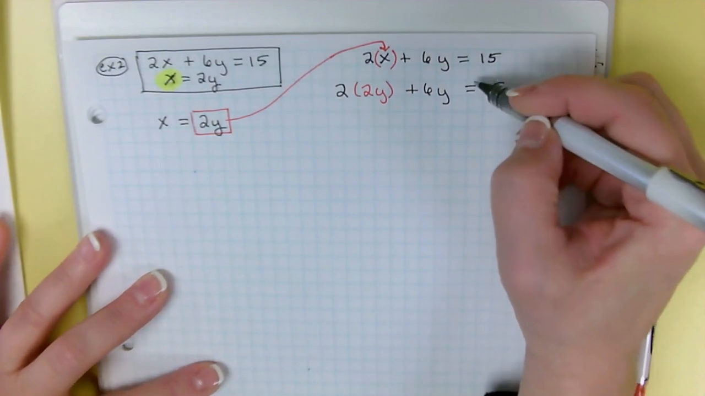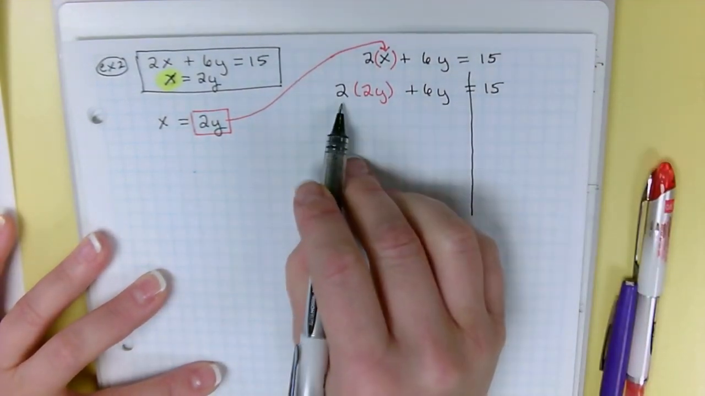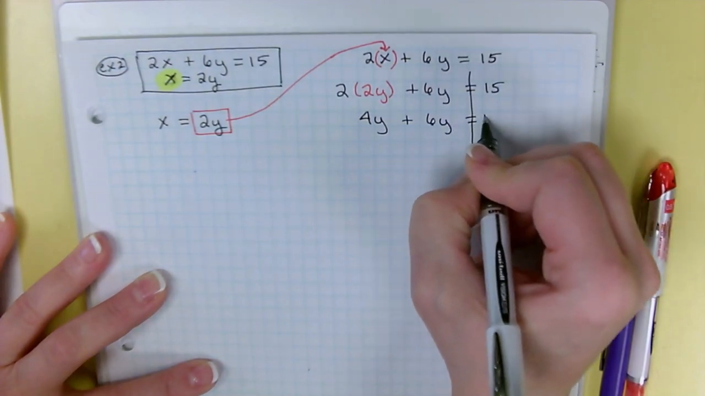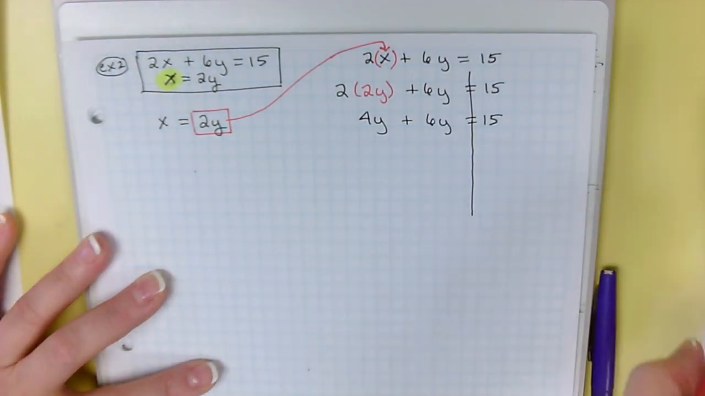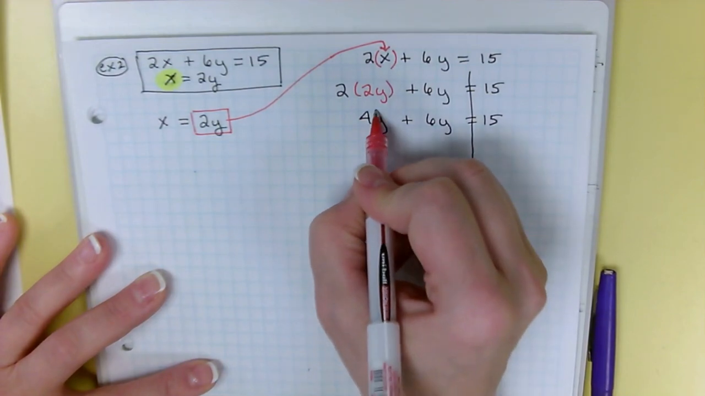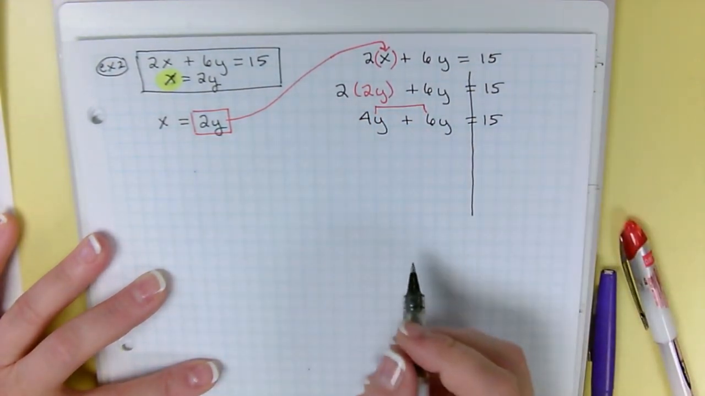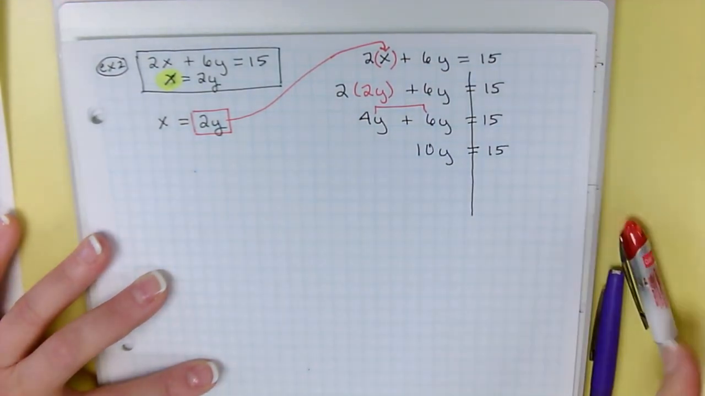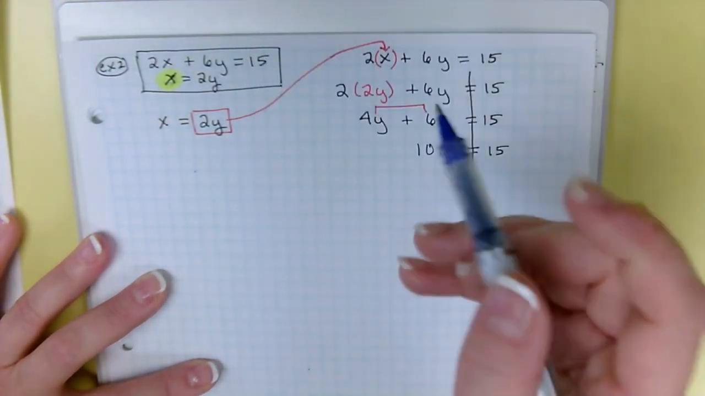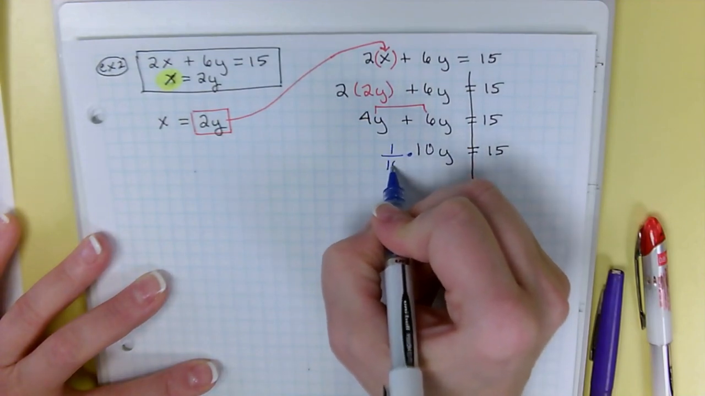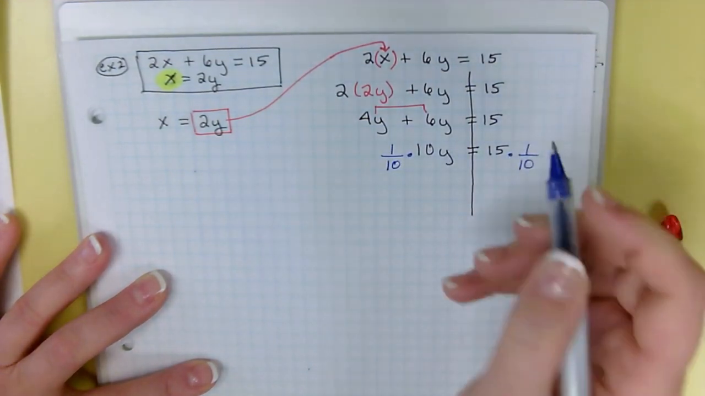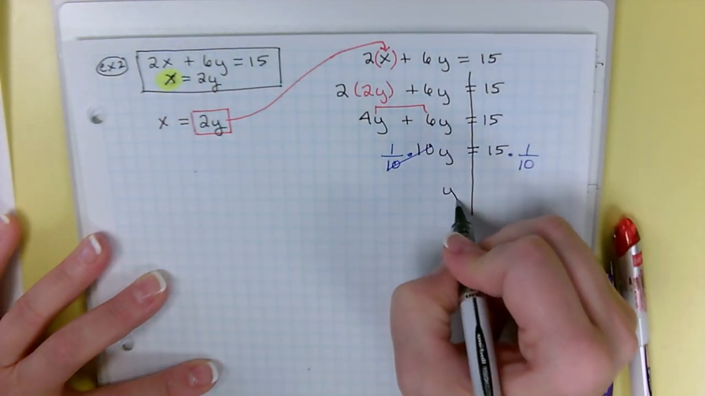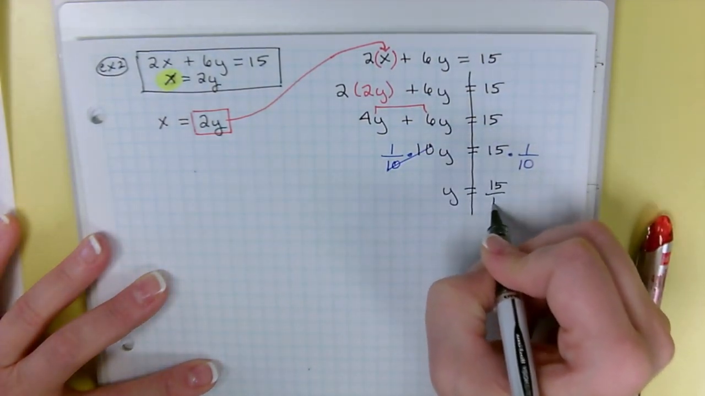All right, line down the middle, we're going to solve this. 2 times 2y is 4y plus 6y equals 15. As usual, there's stuff to simplify on the left. We can add the 4 and the 6 together, and that gives us a 10y equals 15. Multiply by the reciprocal of 10, which is 1 over 10. And that gives us y equals 15 over 10.